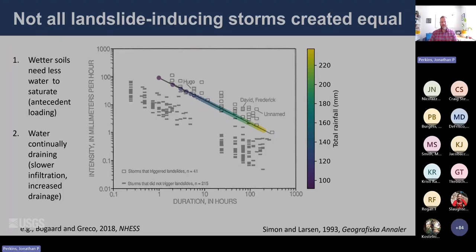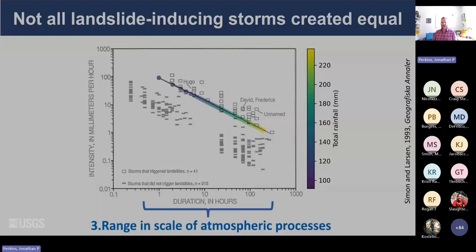And the last thing is, when we just consider the scale of the length of duration variability in this plot, we go from events that last 1 to 2 hours all the way to multiple hundreds, or 200 to 300 hours, right? So this actually represents a large range in the scale of atmospheric processes that can trigger landslides. This example from Puerto Rico is typically dealing with hurricanes and tropical storms. But in California, we have different storm systems that we deal with.